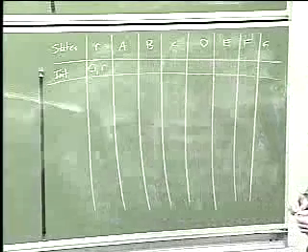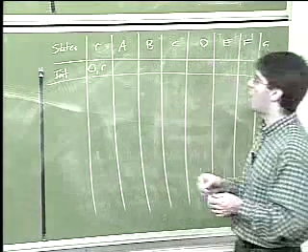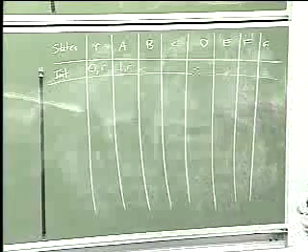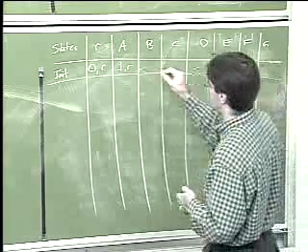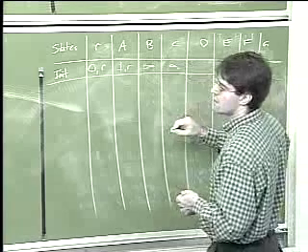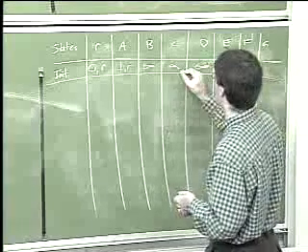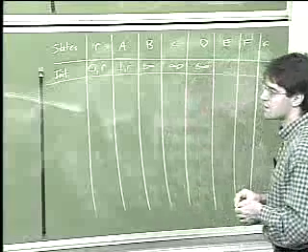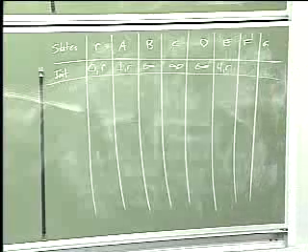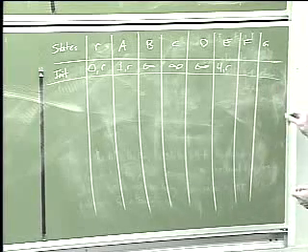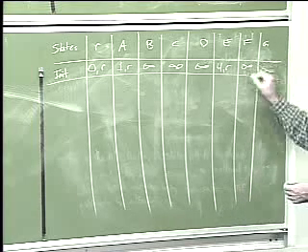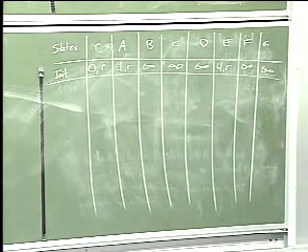Okay? A's distance to R is initially 1, and it'll go through node R to get there in distance 1. B's initial distance is infinite. It doesn't have a direct connection to R. C's infinite. D's is infinite. E's, the initial distance is 4, and it goes directly through R. F's initial distance is infinite. G's initial distance is infinite. Okay, everybody follow how I set up the initial state?